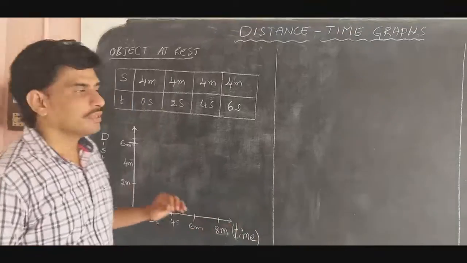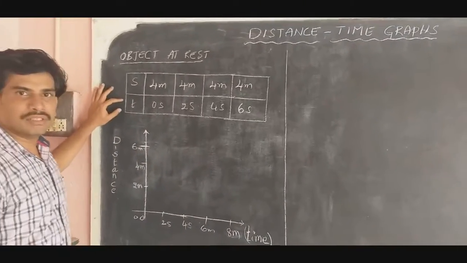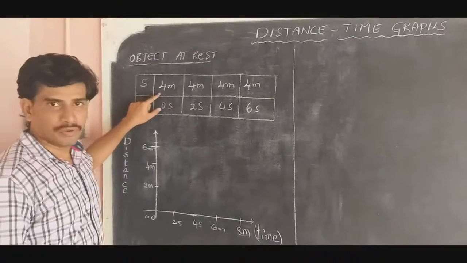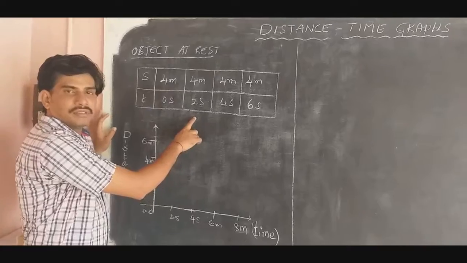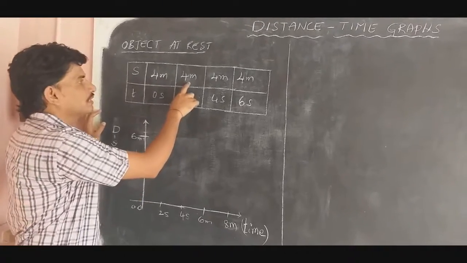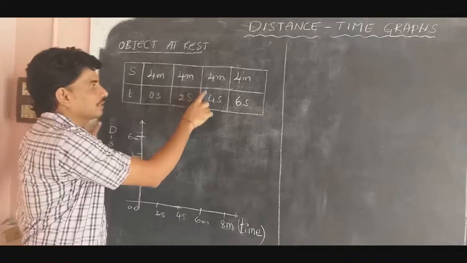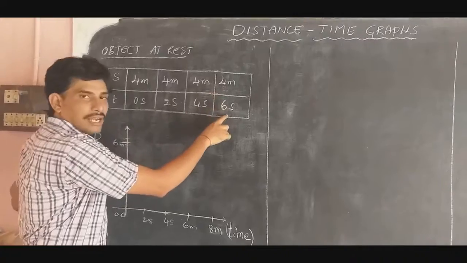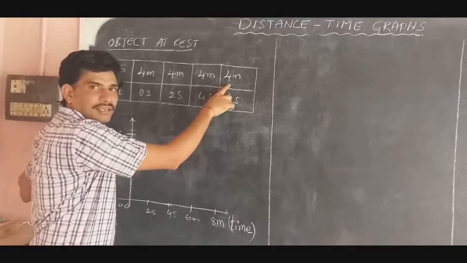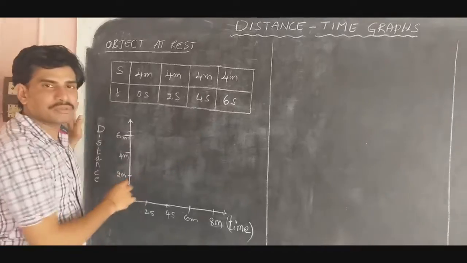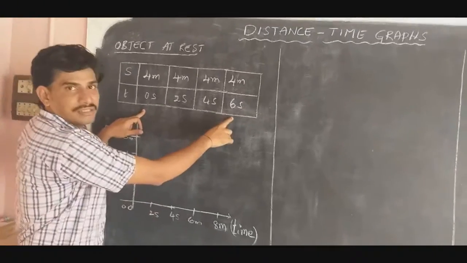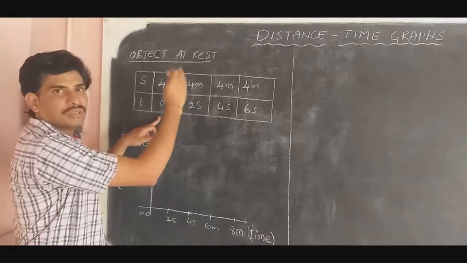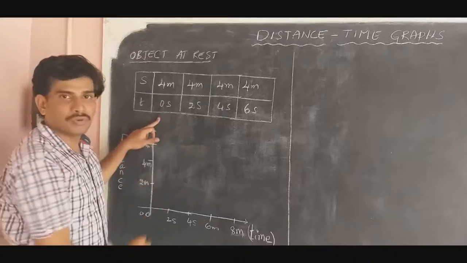Take an example here. In my observation, initially, at 0 seconds, the object is at a distance of 4 meters. Now after 2 seconds also the object is at a distance of 4 meters only. At 4 seconds also the object is at 4 meters. At the 6th second also the object is at the same distance of 4 meters. That means what happened here? The time is increasing, even though the position of the object, the distance from the reference to that object, is fixed, that is 4 meters only.